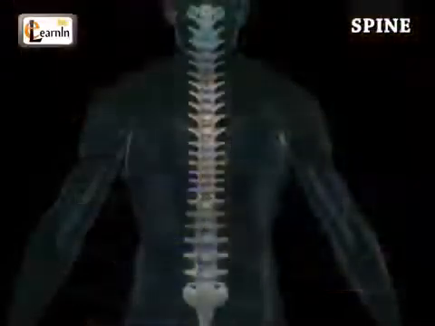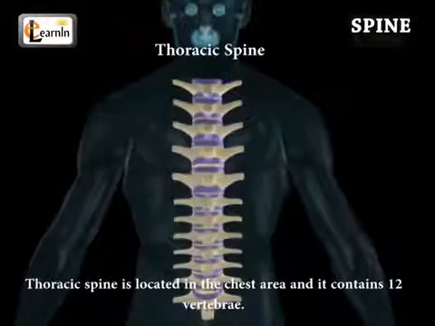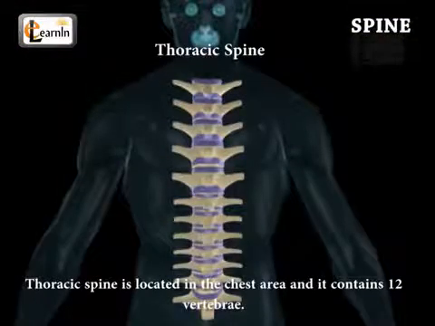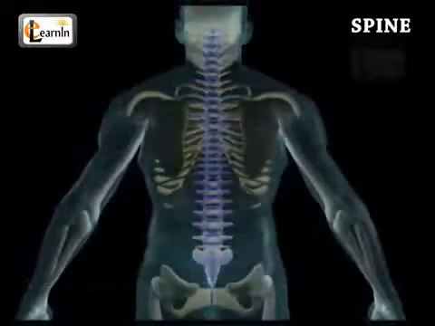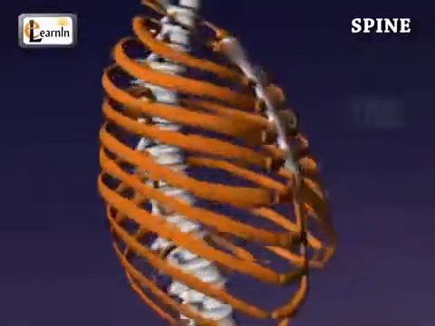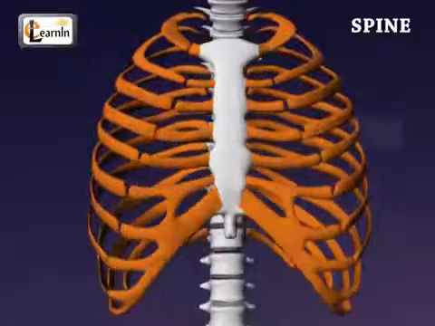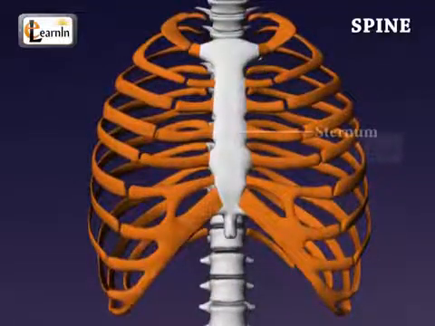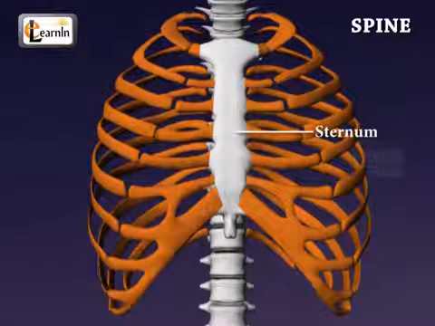The thoracic spine is located in the chest area and contains 12 vertebrae. These are connected to the ribs, which limits the flexibility of these vertebrae. The ribs aid in the protection of many vital organs in the human body. There is another flat bone on the ventral midline of the thorax, which is called the sternum.